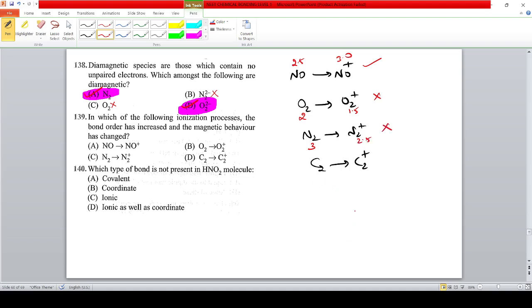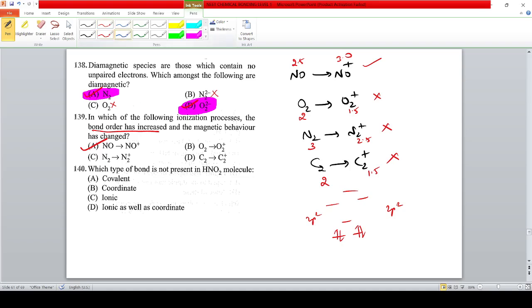Carbon. Sir, how to draw the carbon structure? Simple. It is 2p2 for this carbon and 2p2 for this carbon. So totally 4 electrons. 1, 2, 3, 4. So bond order is 4 minus 0 by 2, 2. Plus means 3 minus 0, that means 1.5. So in only one case, bond order has increased. So that should be your answer.